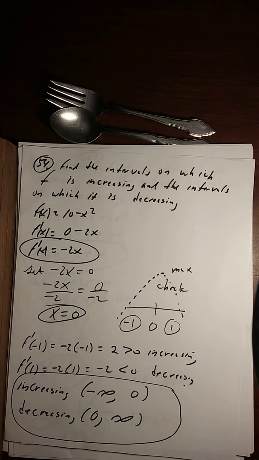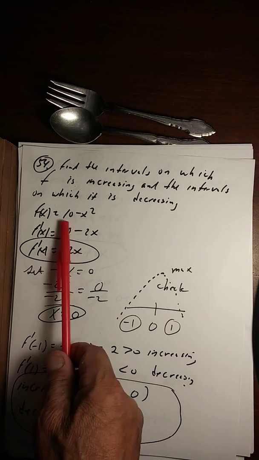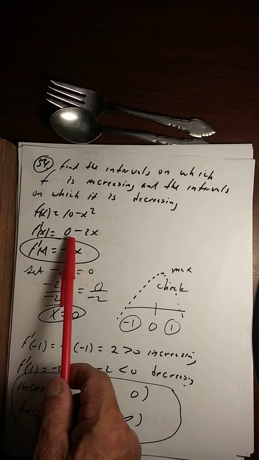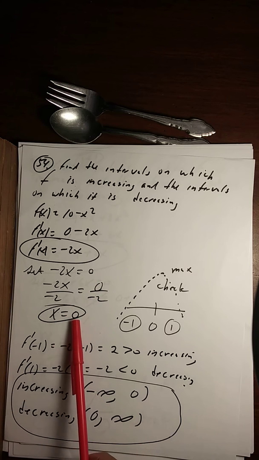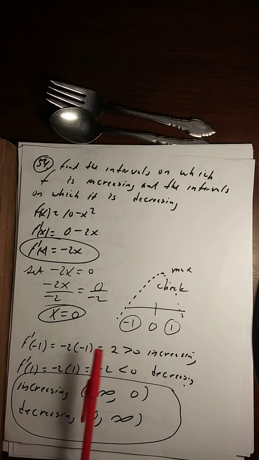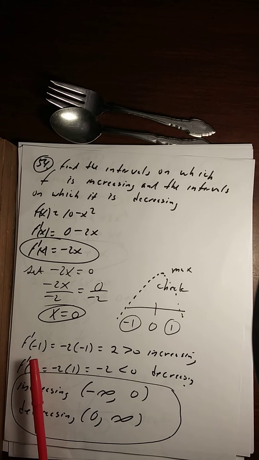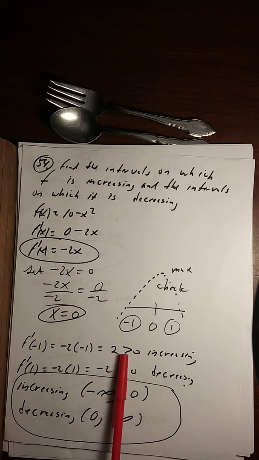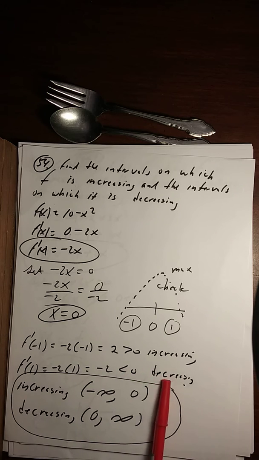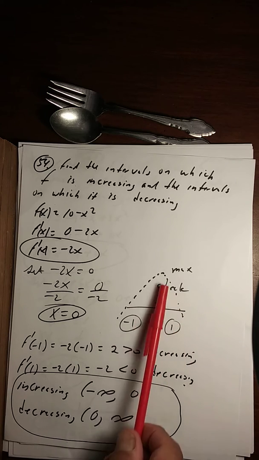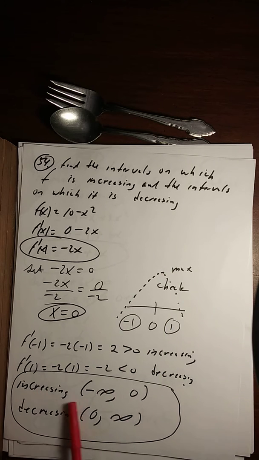Find the intervals in which f is increasing and the intervals in which f is decreasing. Take the derivative. So f prime equals negative 2x. Set this equal to 0, divide by negative 2, x is 0. Now let's see what's going on before 0 and after 0. F prime of negative 1 is going to give you 2, bigger than 0, so it's increasing. F prime of 1 is negative 2, less than 0, so it's decreasing. So there's a max there. It's increasing from negative infinity to 0, and decreasing from 0 to infinity.